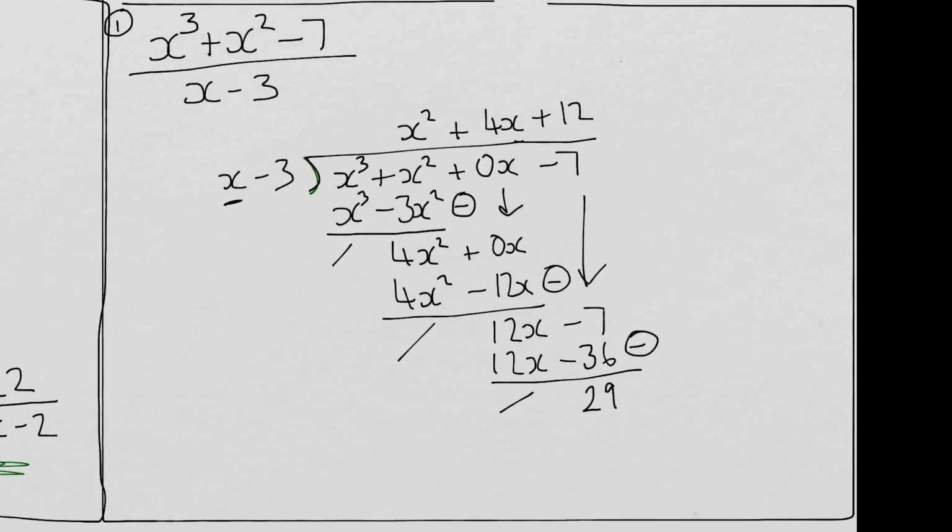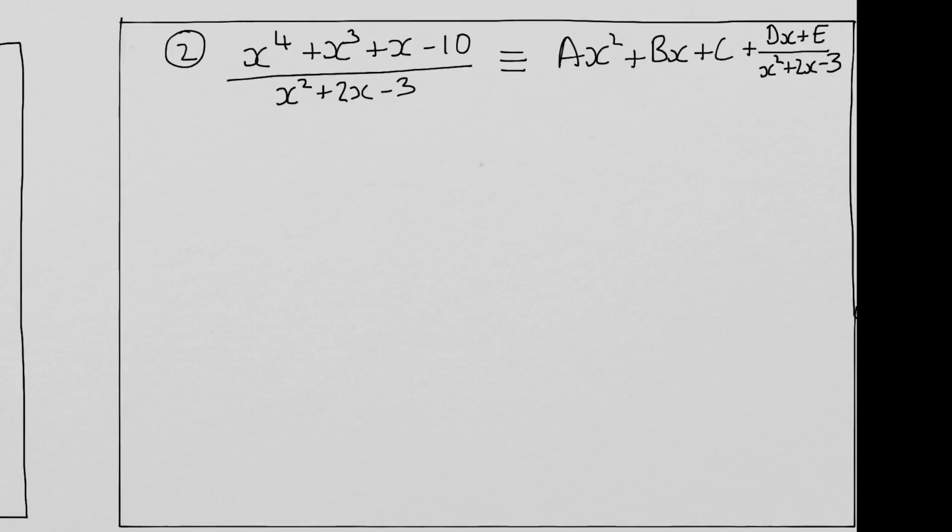So in answer to the original question, what do you get when you divide x cubed plus x squared minus 7 by x minus 3? You are going to get a quadratic function, as I said. So x squared plus 4x plus 12. And then we're going to have that remainder of 29. And obviously the remainder always gets written over the original denominator, which in this case was x minus 3.